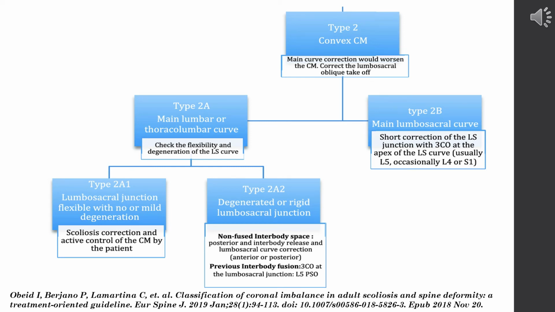For type 2A2, for non-fused interbody spaces, a posterior and interbody release and lumbosacral curve correction using both anterior and posterior instrumentation was recommended. For previous interbody fusions, a 3-column osteotomy at the lumbosacral junction and L5 pedicle subtraction osteotomy was recommended. For 2B, Obeid recommends short correction of the lumbosacral junction with a 3-column osteotomy at the apex of the lumbosacral curve.